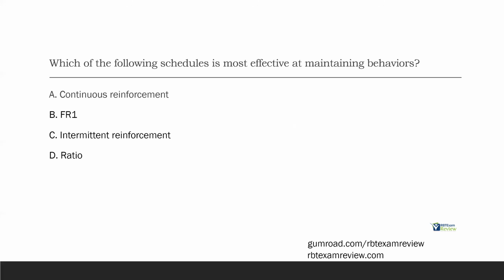D, ratio. Okay, well, ratio is way too broad. If we use an FR1, that's a fixed ratio of 1. We just said we can't use that one. So we have to eliminate D. That leaves us with C, intermittent reinforcement. If we want to maintain behaviors, we should intermittently reinforce those behaviors on a thinning schedule, on a reducing schedule, until those behaviors are maintained and/or generalized.